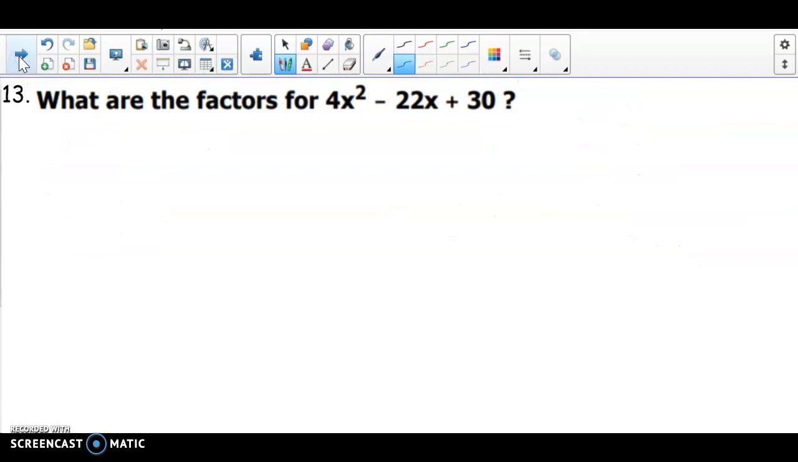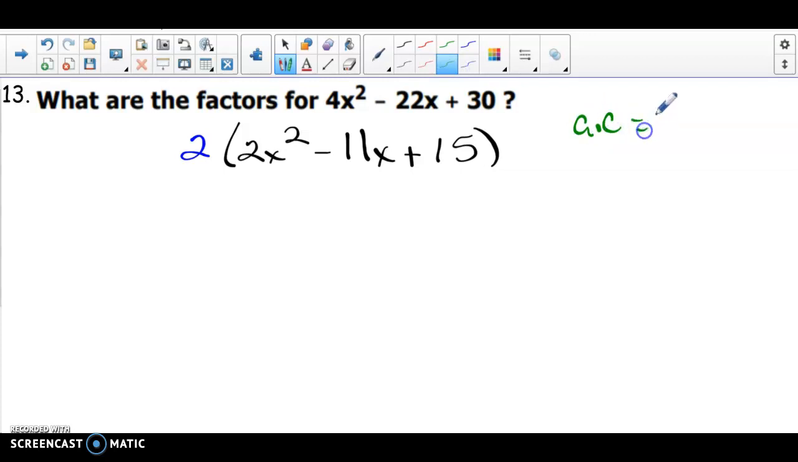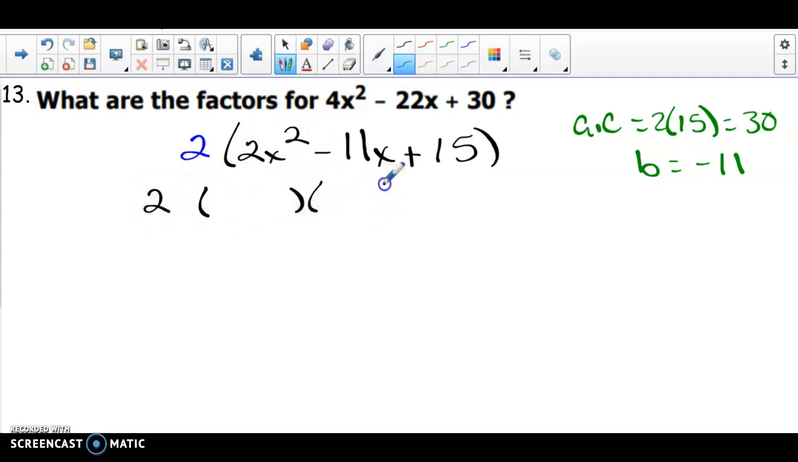Factors. First glance, it looks like a 4, but 4 won't go into 22 and 30, but a 2 can come out of everything. So that gives me a 2x squared minus 11x plus 15. Let's do our AC method. 2 times 15 gives us 30, and my middle b value is negative 11. So I'm going to bring down this 2, and then I bring down my 2 sets of parentheses, all divided by 2. I put a 2x and 2x. Both signs will be the same. They'll both be minus. And I'm going to go ahead and cancel this 2 already.